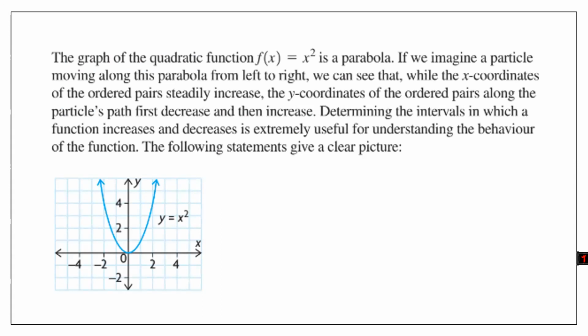And I bet this was one of your favorite functions. It's the parabola, of course, x squared. This quadratic function is preferred by many mathematicians because it's quite simple and we know how it acts. You know it has one clear vertex, after which the function changes direction. If we imagine moving along this parabola from left to right, we can see that while the x coordinates of the ordered pairs steadily increase, the y coordinates along the particle's path first decrease and then increase. That's what we can see on the graph.